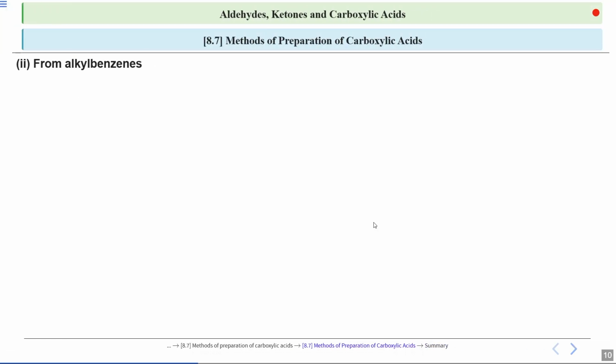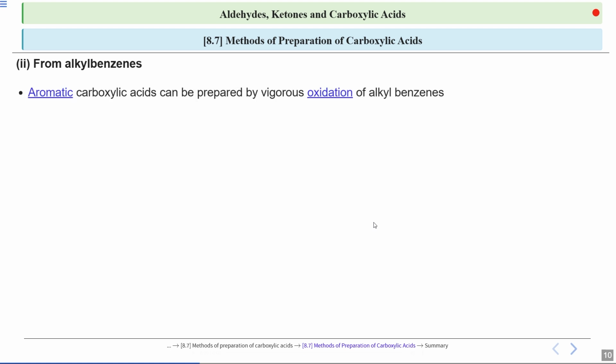Now we studied the first method. Now we are going to see the second method. Here we are going to see how aromatic carboxylic acids can be synthesized from alkyl benzenes. This also involves oxidation. Aromatic carboxylic acids are formed through the vigorous oxidation of alkyl benzene. This means we are adding oxygen to the molecule, which is changing its structure significantly. So we will prepare the aromatic carboxylic acid by vigorous oxidation of alkyl benzenes.